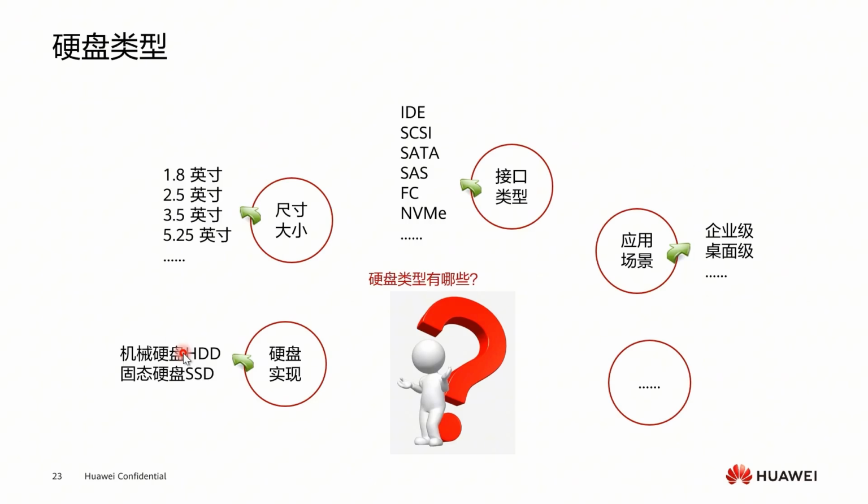Hello everyone. In this lesson, we will continue to learn about hard disk components. Hard disk types can be classified according to interface type, size, application scenario, hard disk implementation, and other dimensions.